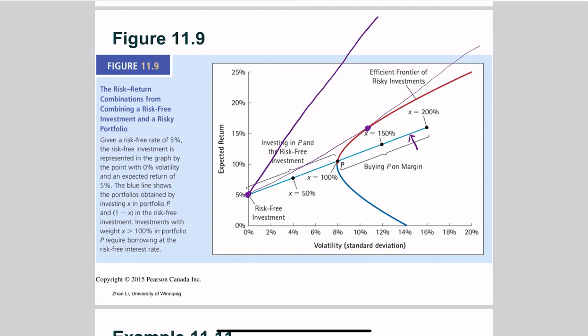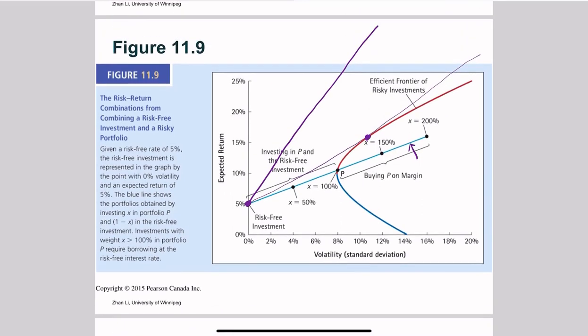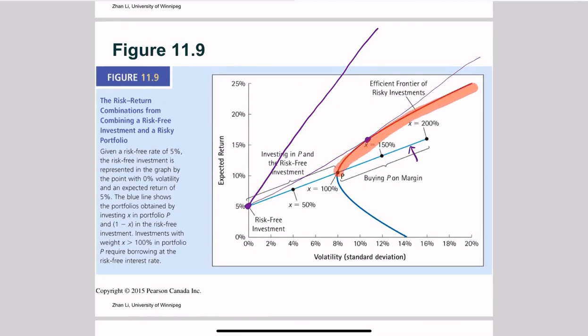But this is not realistic, because you cannot find a risky portfolio on this line. Basically, your line has to at least touch this red curve. So this tells us this portfolio is the best portfolio we can have here. So this guy has a name. It's called tangent portfolio.